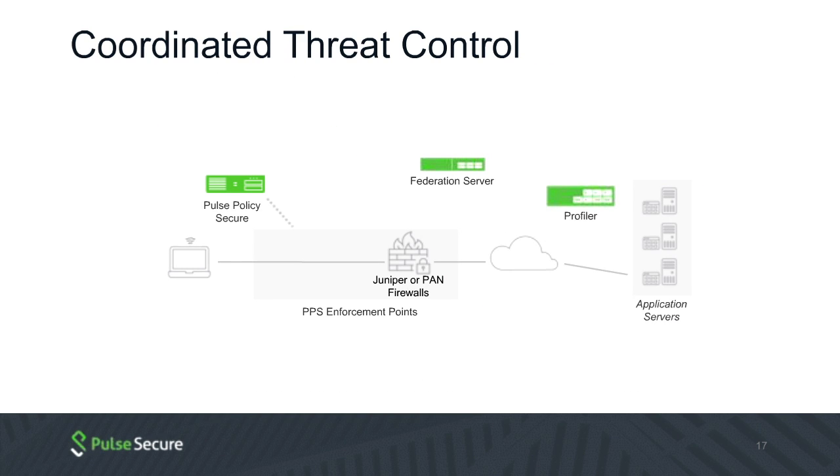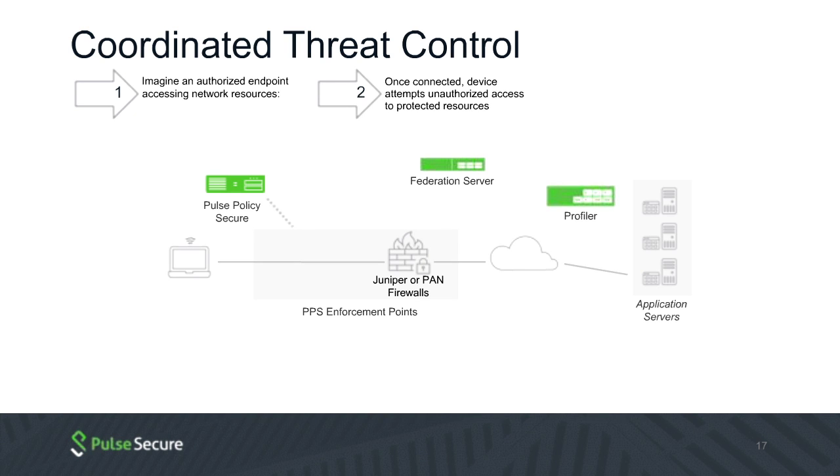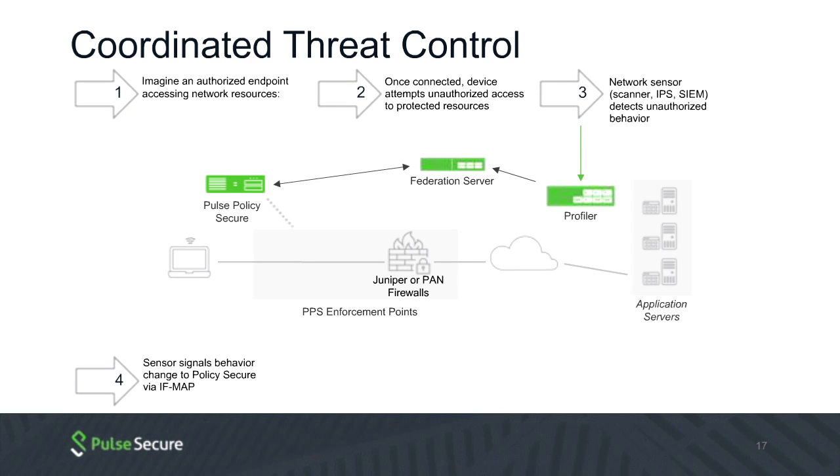Another advantage here is coordinated threat control. And with coordinated threat control, we have the ability to identify when an authorized endpoint is behaving in an unauthorized fashion. So you have an endpoint connecting to network resources. It's an authorized user, it's compliant, but it tries to do something that it isn't allowed to do. Once that happens, the sensors in the network, something will pick it up. A scanner, an IPS, a SIM, a profiler, etc. And it will signal to the policy server that the behavior is unauthorized.